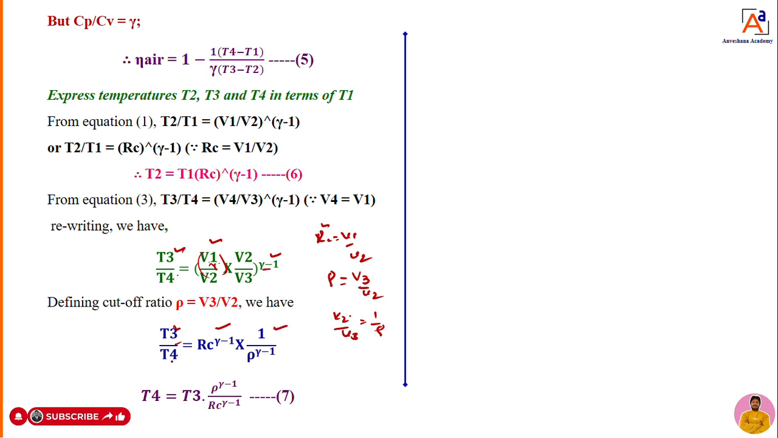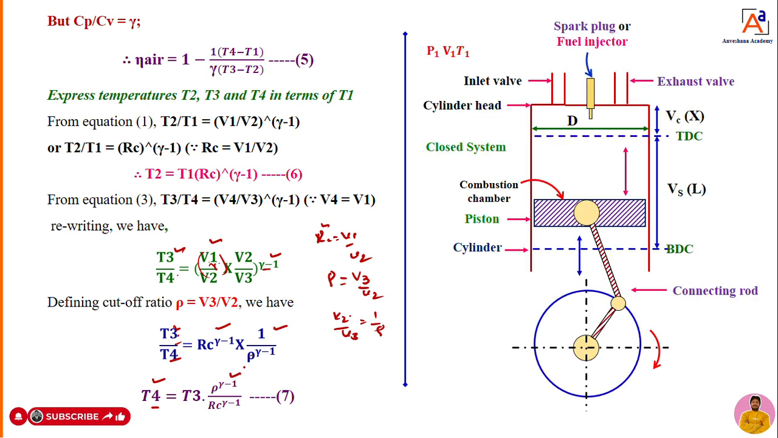Now I will calculate the value of T4. Doing the simplification, T4 is equal to T3 into rho to the power of gamma minus 1, divided by rc to the power of gamma minus 1. So therefore T4 is equal to T3 into rho to the power of gamma minus 1 divided by rc to the power of gamma minus 1. This is what we got, dear students. Now this is what?